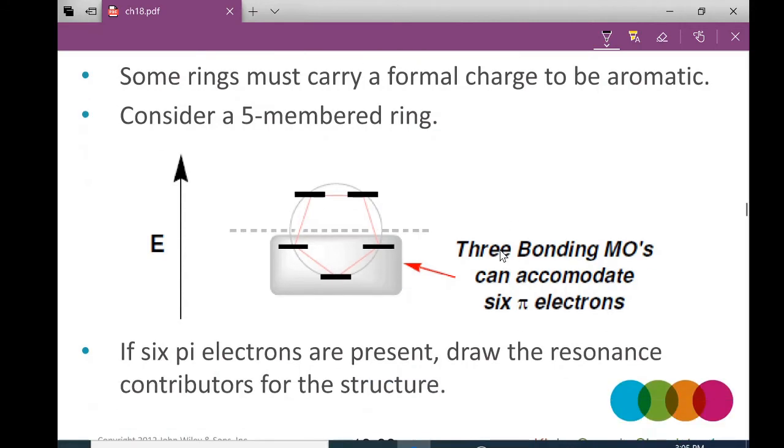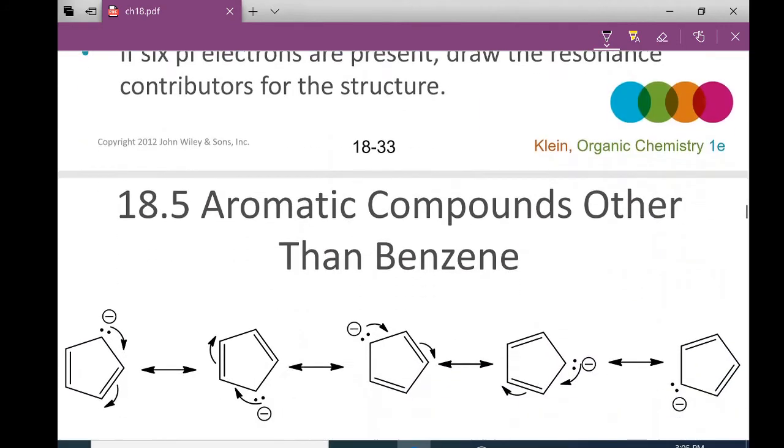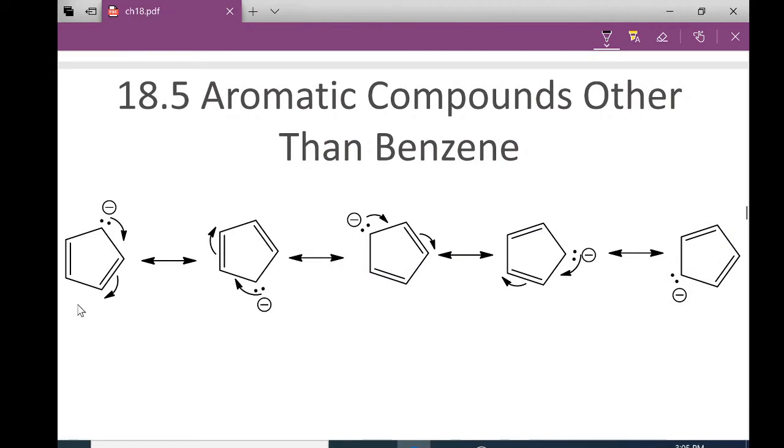Here's a 5-membered ring. This 5-membered ring can accommodate the 6 electrons that are required for aromaticity in this type of ring system. And so how can that happen? Well, this is cyclopentadiene before it becomes an ionic species. But if it loses a hydrogen, then it's going to have a lone pair that can be conjugated with an adjacent double bond. So we can draw a resonance structure that puts that lone pair all the way around the ring, and shows the conjugation.